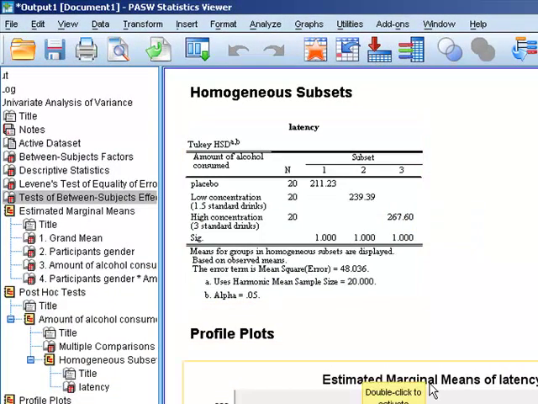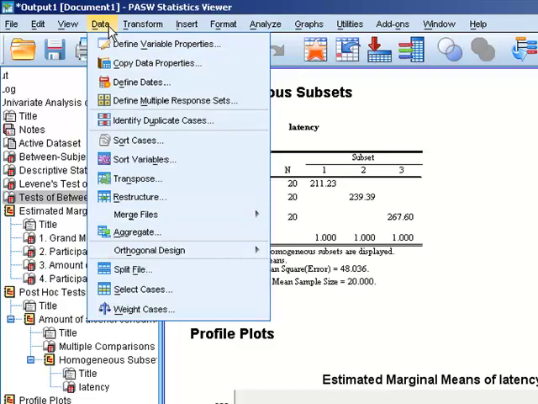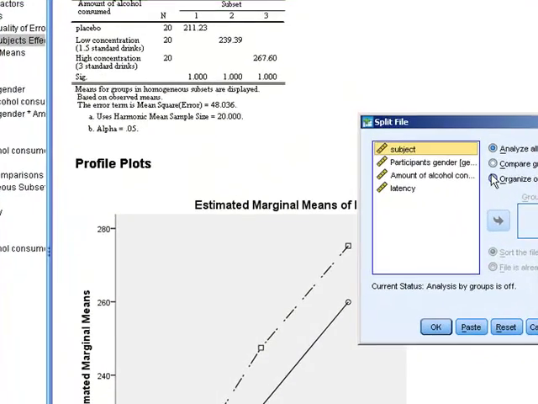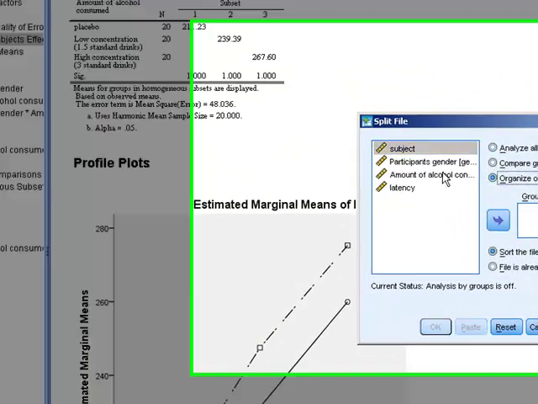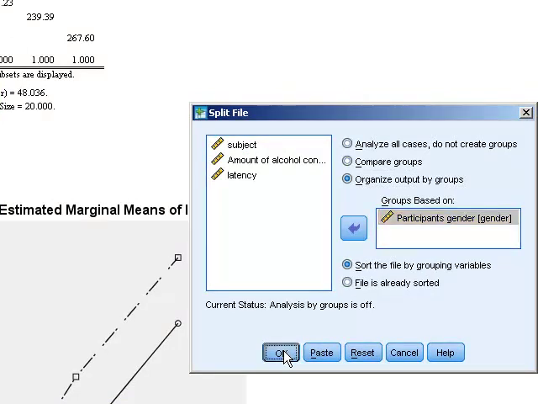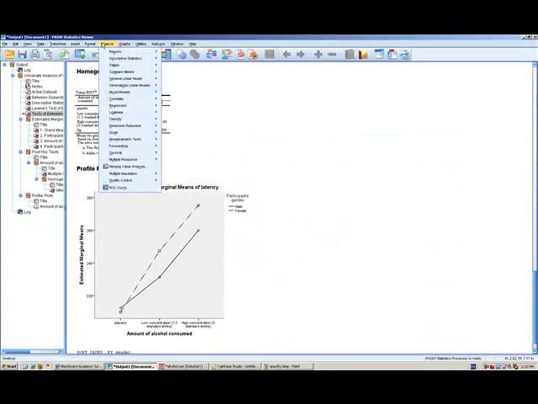Now, because of that interaction, what we really need to do is redo the analysis of dosage effect within gender. How do we do that? The easiest way is to go up here to Data, go to Split File, and what we're going to do is organize the output by groups. So we're going to organize the output by groups on gender, go OK. Then we'll go back to our analysis.